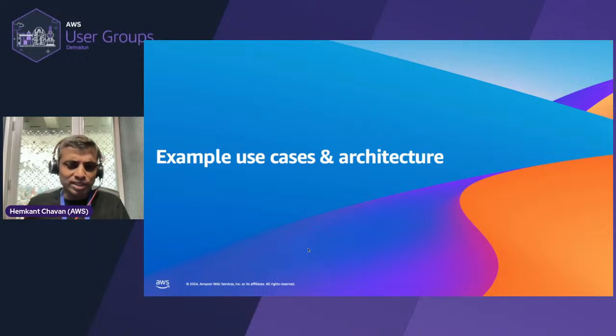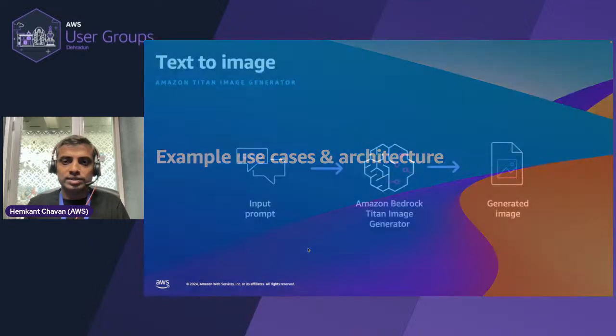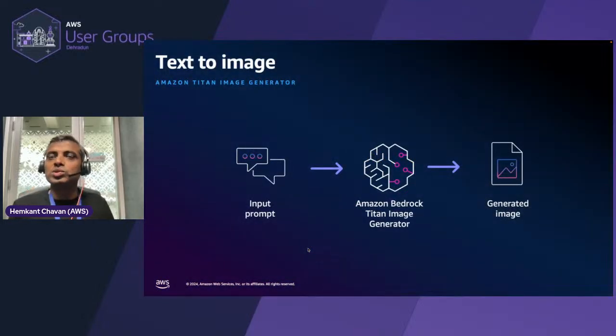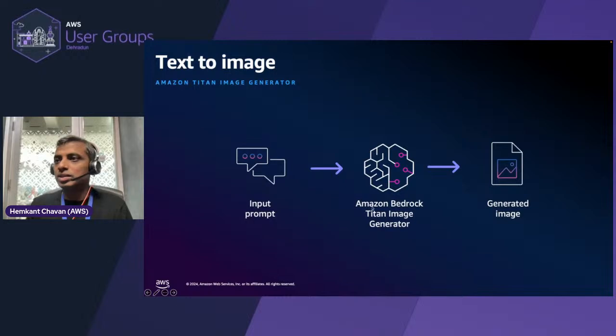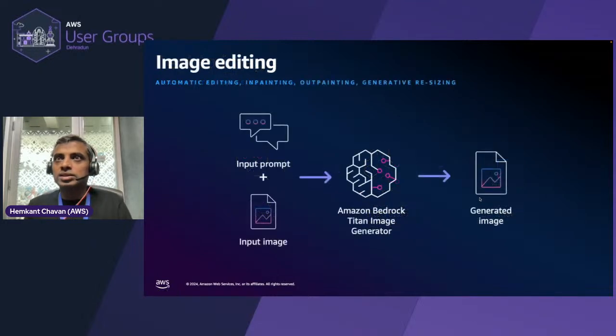So some of the use cases and architecture that we can look at is the text to image. This is one of the simplest ones that we saw. So you have this Bedrock Titan image generator, and you provide the input prompt through your application, the one which we saw in the Python notebook, and using that endpoint, you'll get the output as a generated image, right? Similarly, you can do image editing. You have given the input image, you have given the input prompt, and using that Bedrock API endpoint, you are able to generate this image.